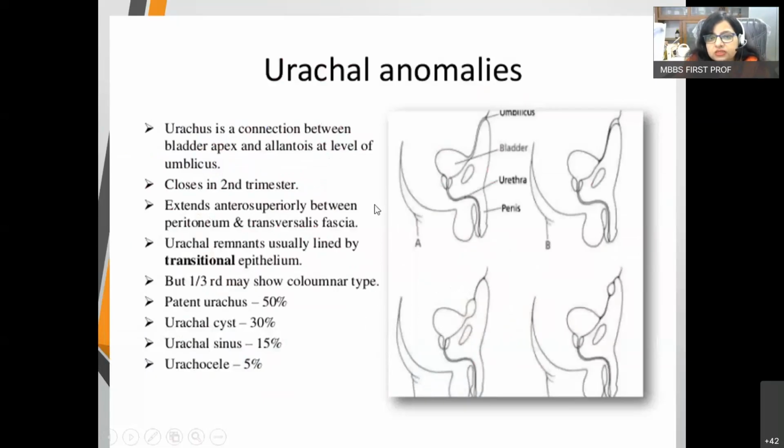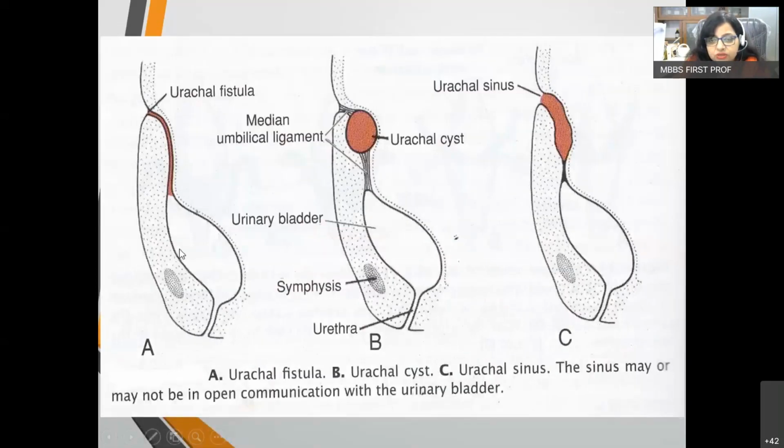And urachal anomalies, we have already talked about the urachal fistula. Fistula is an opening to the exterior. A cyst may form in the urachus, and a sinus is also present, which may or may not be in communication with the urinary bladder. Means one end is blocked, another end is open.